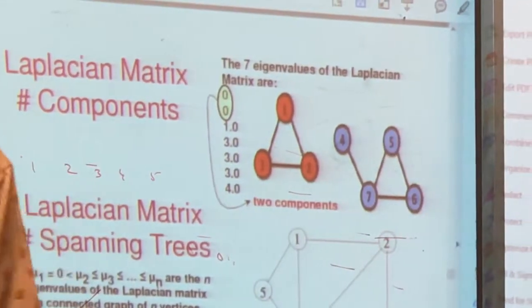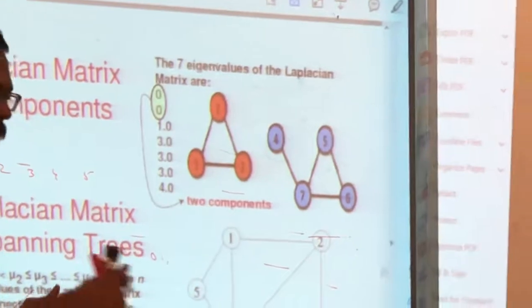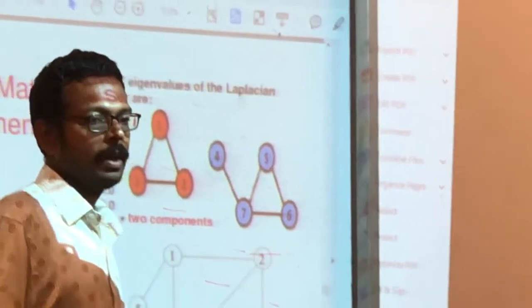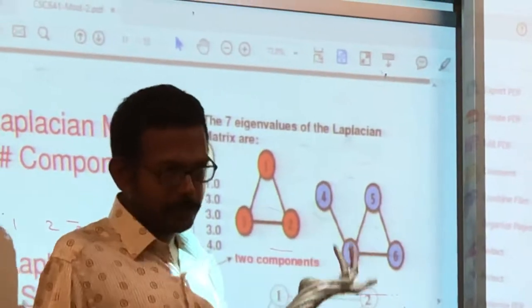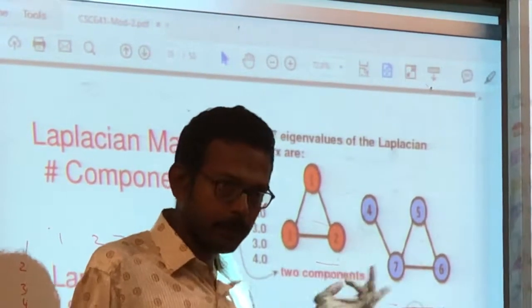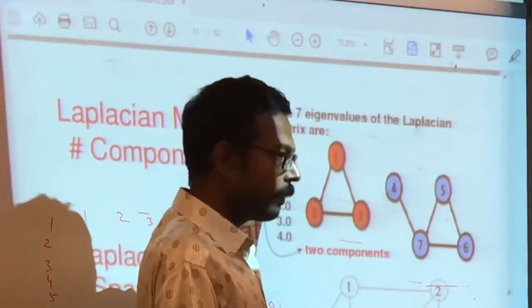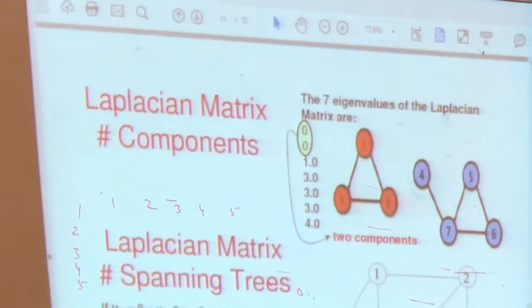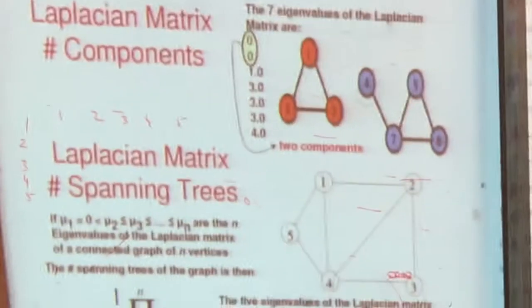So 1, 2, 3 are in 1 component, they are reachable to each other. 4, 5, 6, 7 are in another component. Of course, then there's no notion of algebraic connectivity, because algebraic connectivity makes sense only if the graph is connected. So if the graph is not connected, we are more interested in finding out the number of components in the graph. So what is the use of this?